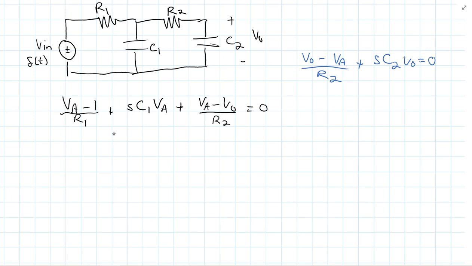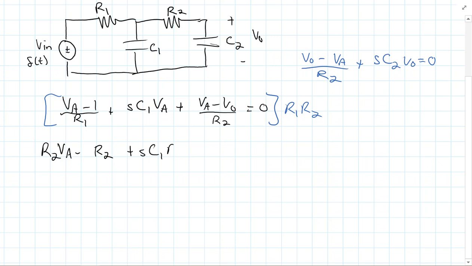So we had this first equation and we had rewritten it here, and then I was multiplying through. Let's just remind us what I was doing. I was multiplying through by R1, R2. And so what I wound up with was VA minus R2 VA minus R2 plus SC1 R1 R2 VA plus VA R1 minus V out R1 equals 0. And so let's go ahead and clean this up a little bit here.